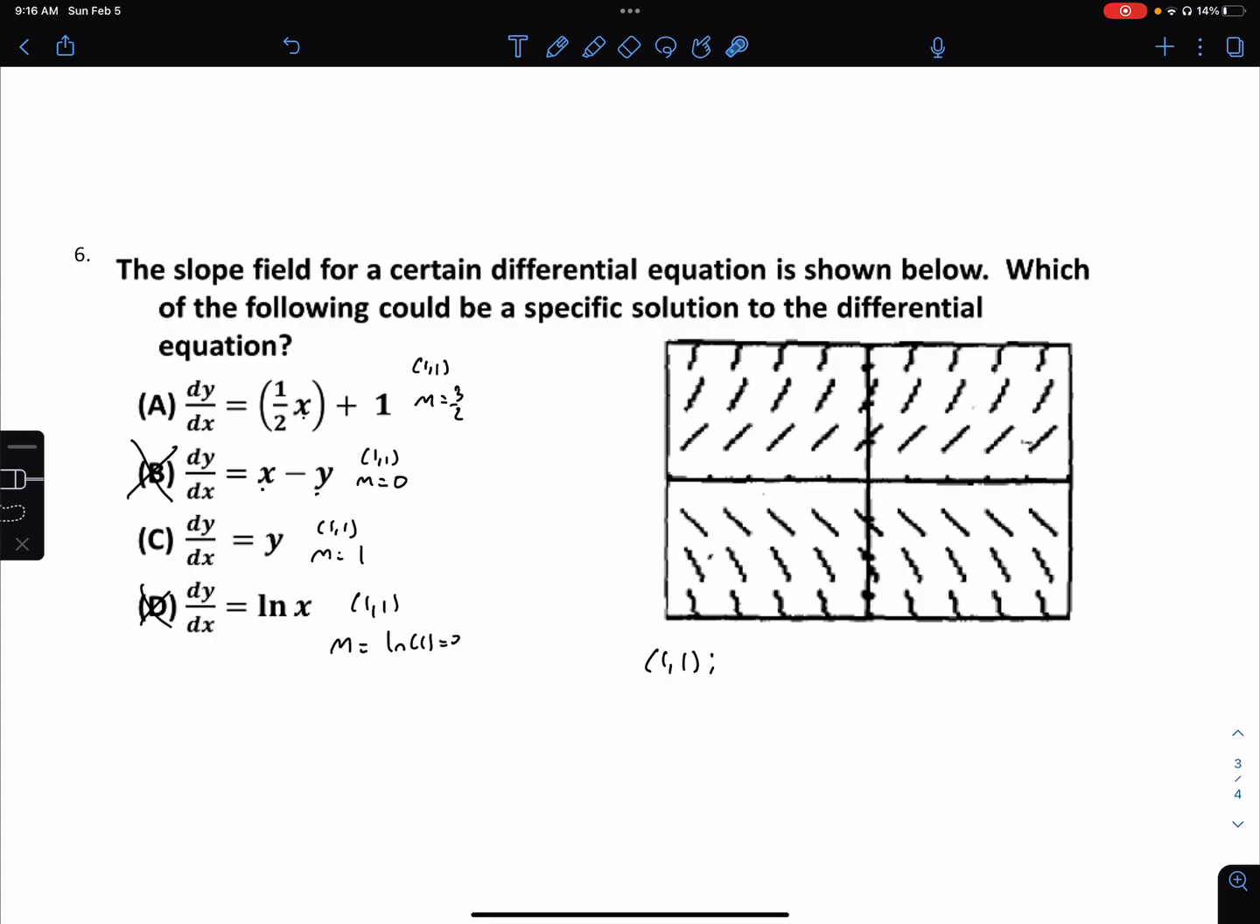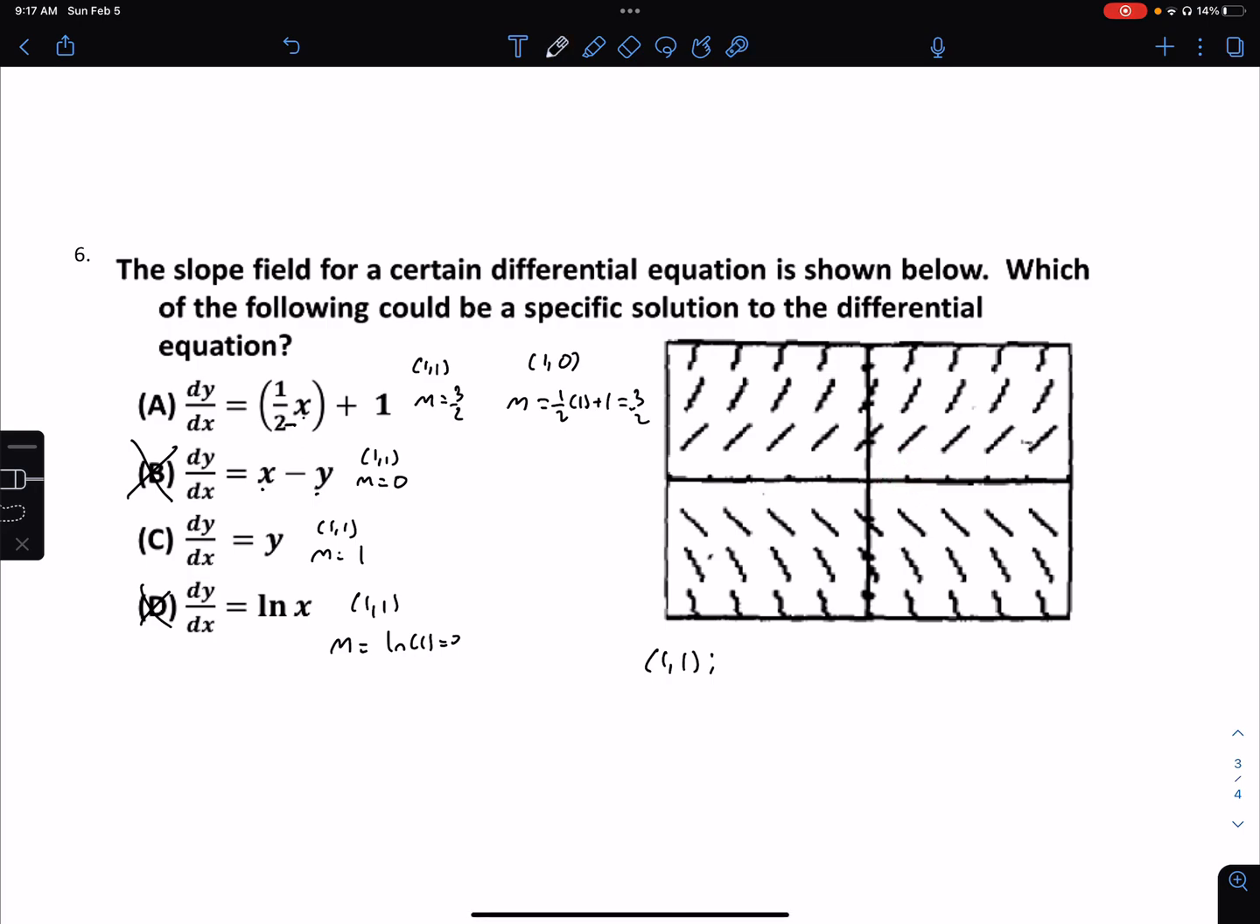So I'm going to pick another one. Let's pick 1, 0. My slope here would be 1/2 times 1 plus 1. So we would get 1/2 times 1 plus 1, which would give me a slope of 3/2 again. But look, at 1, 0, my slope is certainly not 3/2.